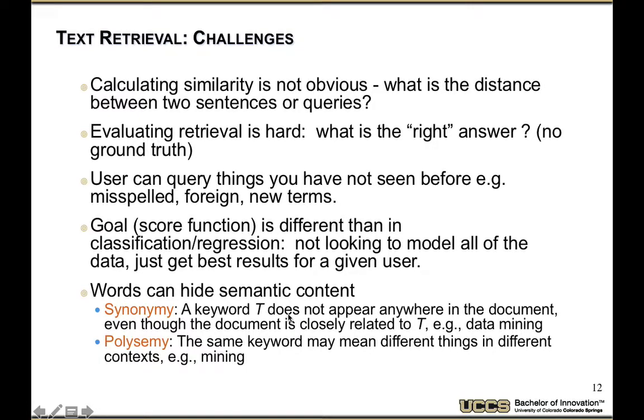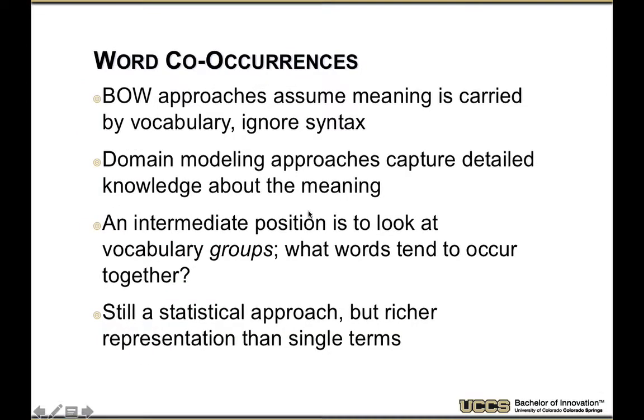So text has a secondary problem, which is that words can actually hide some of their semantic content. So we have this idea of synonymy, where a word doesn't really appear anywhere in the document, even though the document is very closely related. It has synonyms, not the real words. And polysemy, where the word may have different meanings in different contexts. For example, the word mining has physical mining and data mining contexts, and now Bitcoin mining. So there are lots of different things that can mean the same thing.